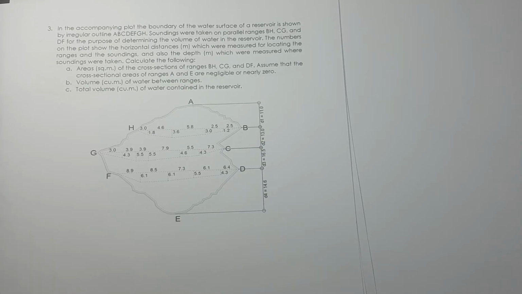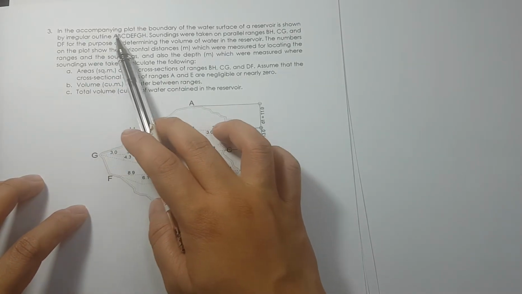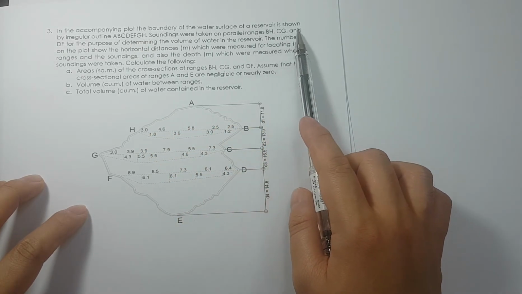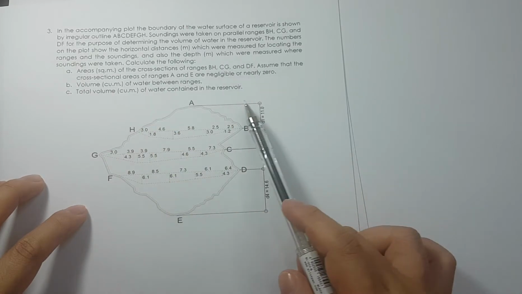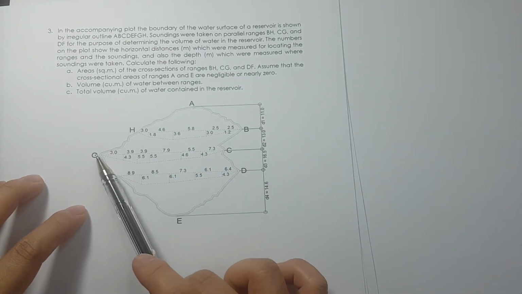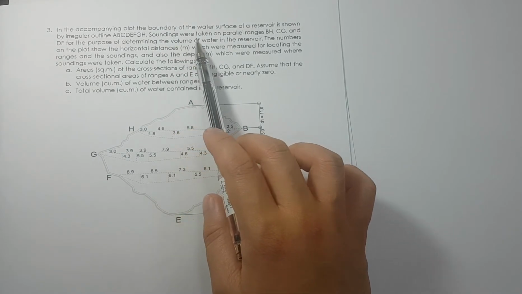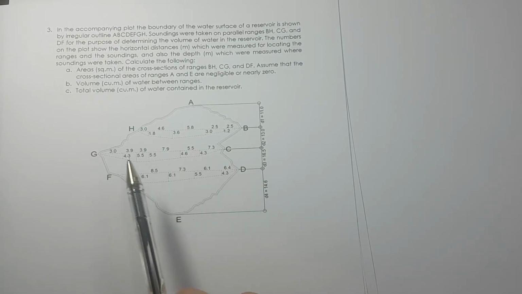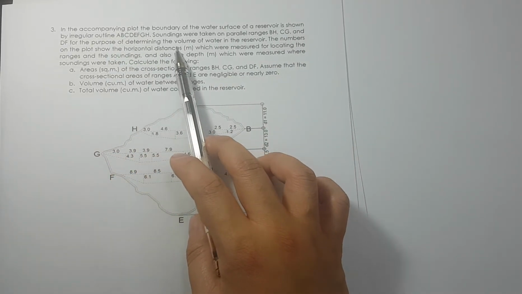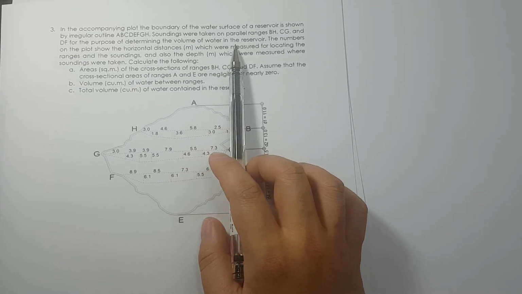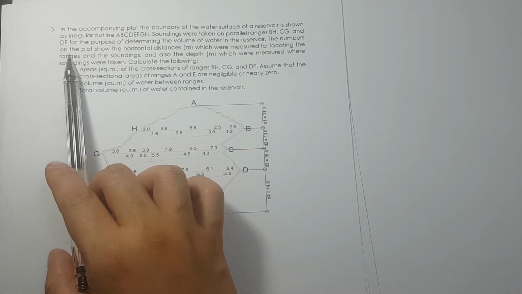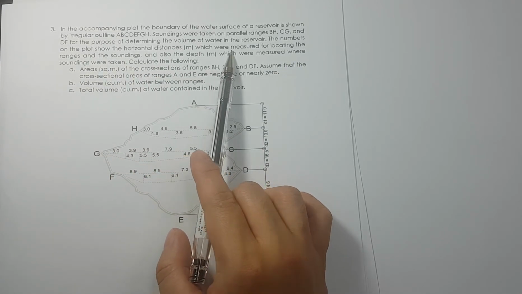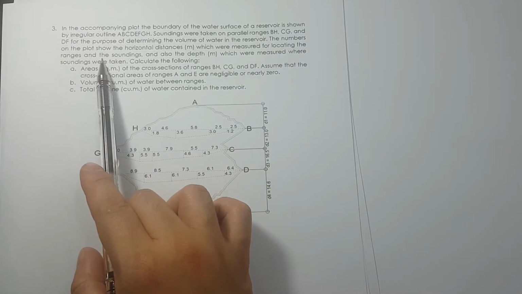So we have here number 3. In the accompanying plot, the boundary of the water surface of a reservoir is shown by a regular outline: A, B, C, D, E, F, G, H. Soundings were taken on parallel ranges B, H, C, G, D, F for the purpose of determining the volume of water in the reservoir. The numbers on the plot show the horizontal distances, which were measured for locating the ranges in the soundings.